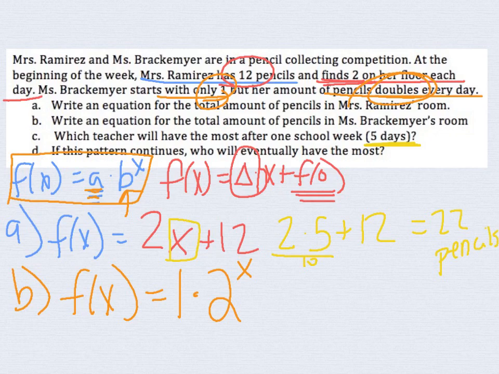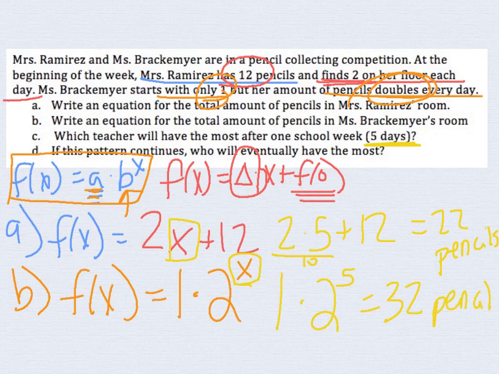What about Miss Brackemeyer? If we plug in a 5 into her equation, I have 1 times 2 to the power of 5. So if I go to my calculator, 2 to the power of 5 is 32 pencils. So Miss Brackemeyer will have 32 pencils after that 1 school week. So whose is better? Miss Brackemeyer. She's going to have more pencils, so she's going to win the competition.